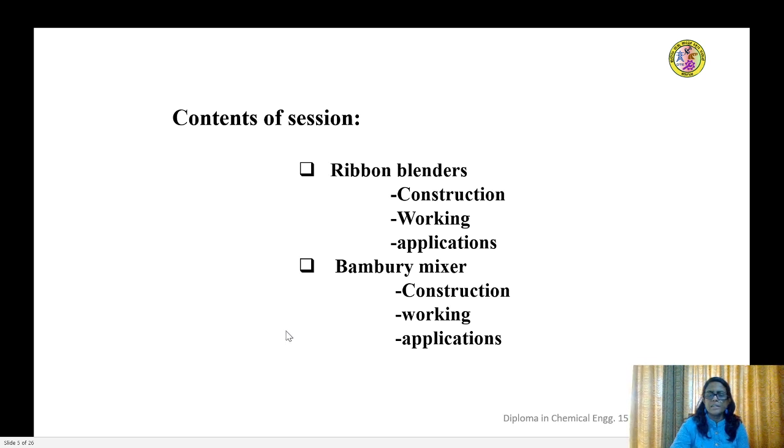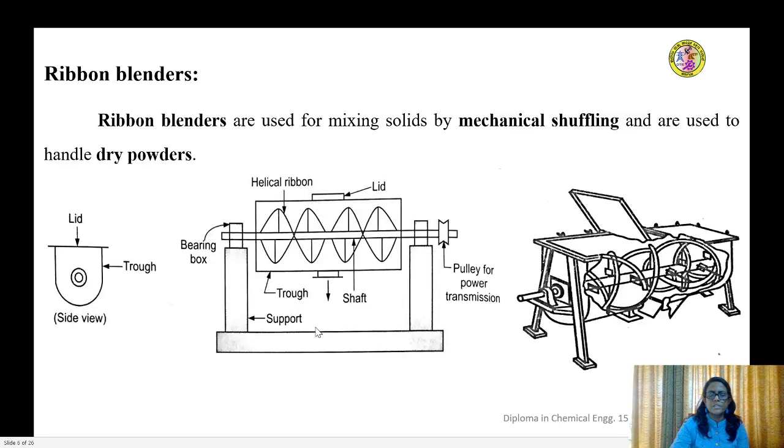So in today's class, let us consider another two important types of mixing equipment. One is called the ribbon blender, another one is the Banbury mixer. For both of these machines, we are going to learn about their construction, working and applications. So, ribbon blender.